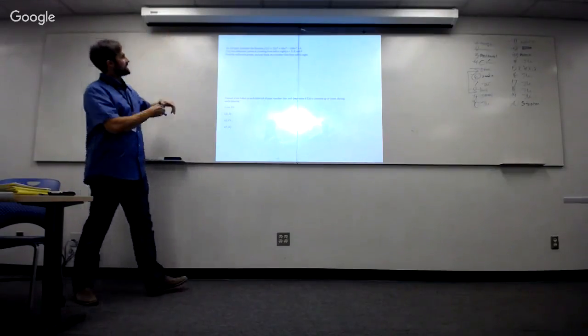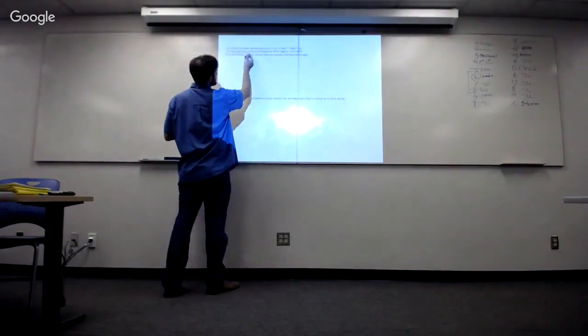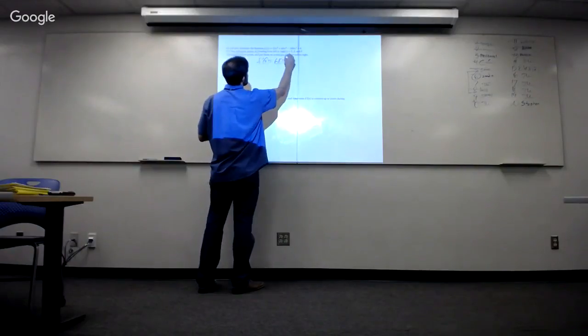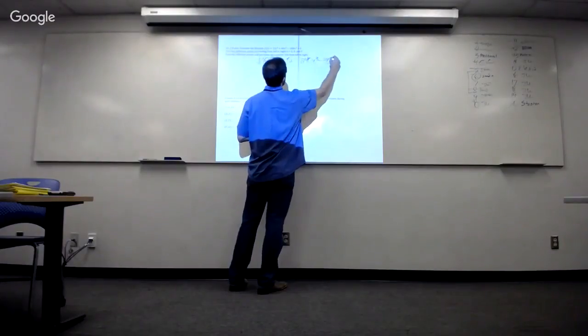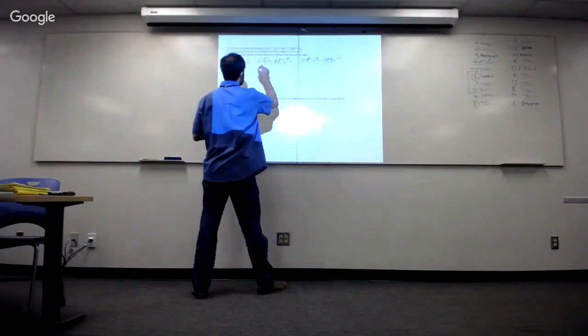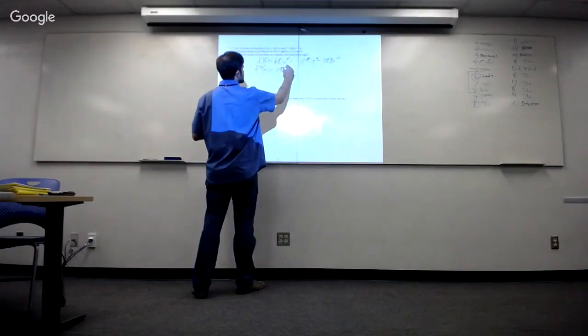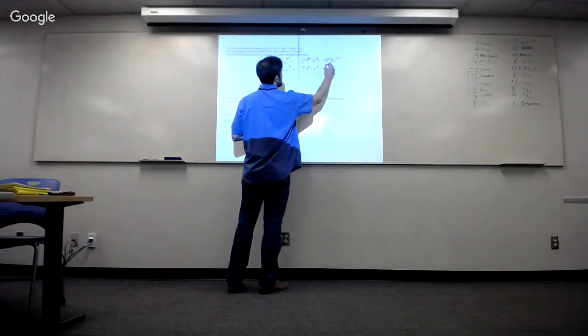So number 14, it says it has inflection points. That immediately means the second derivative. So the first derivative is 60x to the 4th plus 240x cubed minus 300x squared. And then the second derivative is 240x cubed plus 720x squared minus 600x.